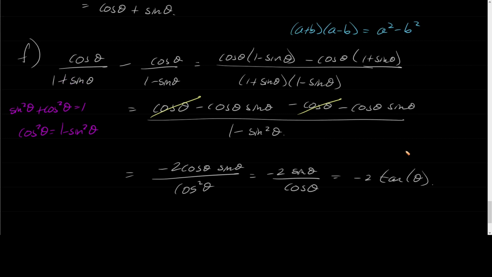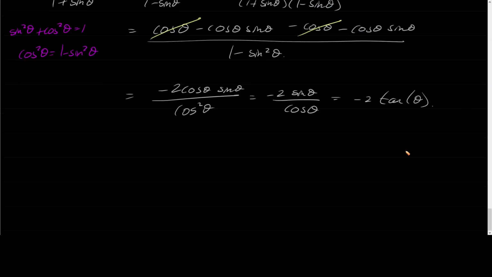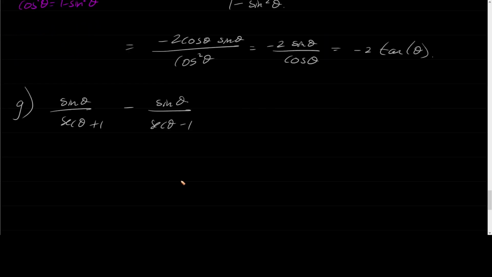Let's do one more. Let's say that I had something like, let's do something with secants or cosecants. Let's say that I have, actually let's do sine theta over secant theta plus 1 minus sine theta over secant theta minus 1.